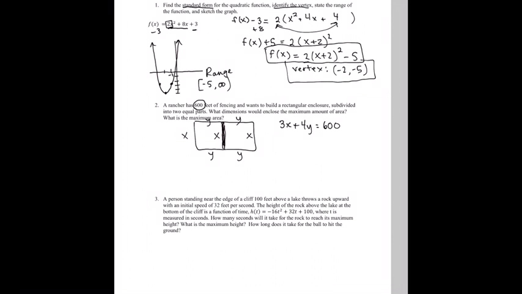That's our perimeter. But it's not asking us to find the maximum perimeter. It's asking us to find the maximum area. And the area of this is length times width. So the area is 2y, and then the width is x.